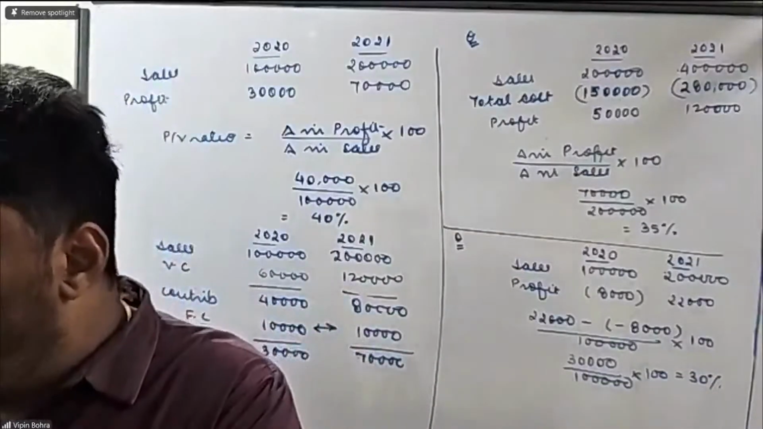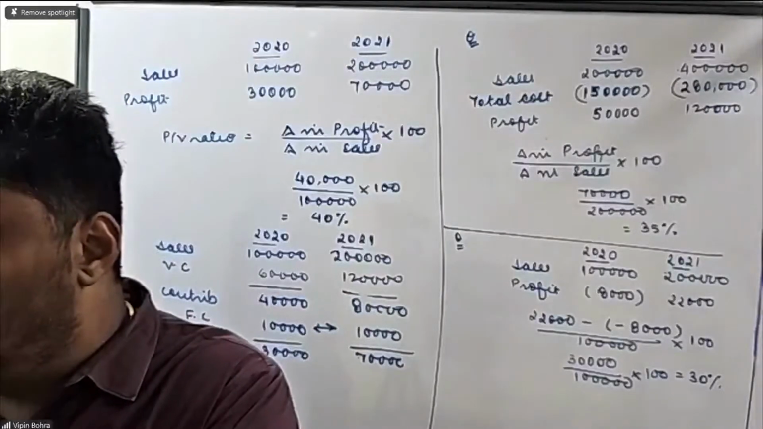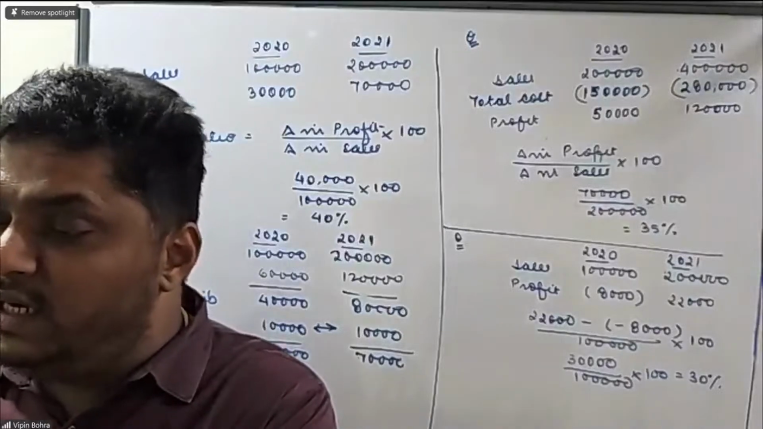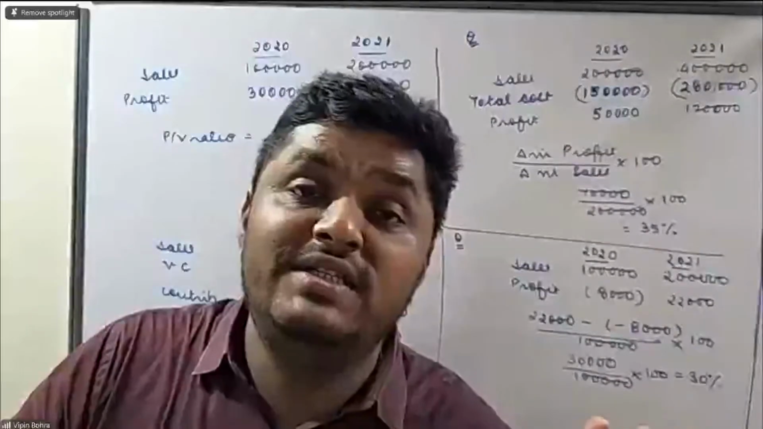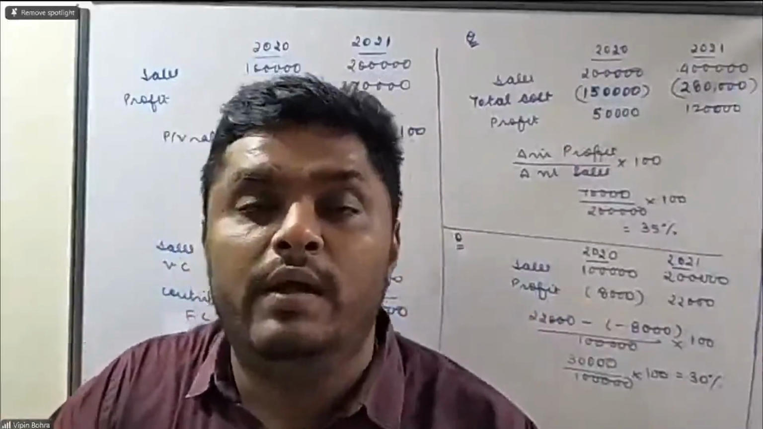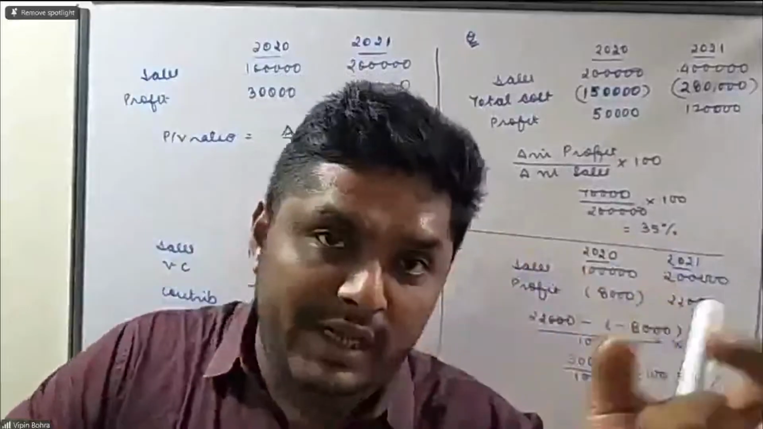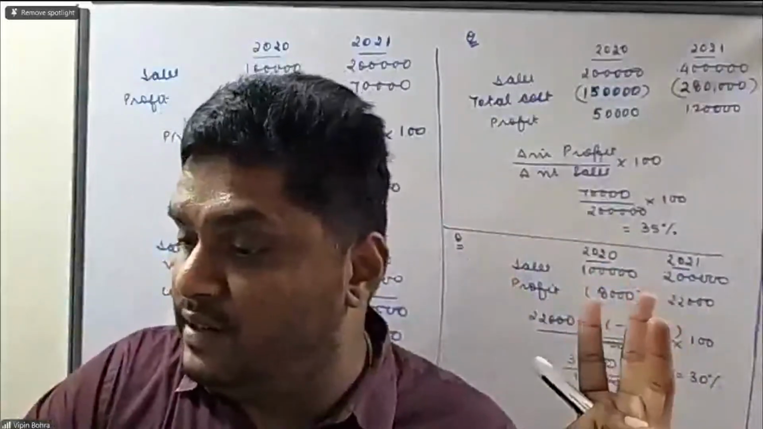Please recheck, Tanu, Naina, Shiv. First year there was a loss of 8,000 and in the second year there was a profit of 22,000. So how much is the change from 2020 to 2021? 8,000 loss and 22,000 profit. So 8,000 to 0 and 0 to 22,000. So the change is 30%.